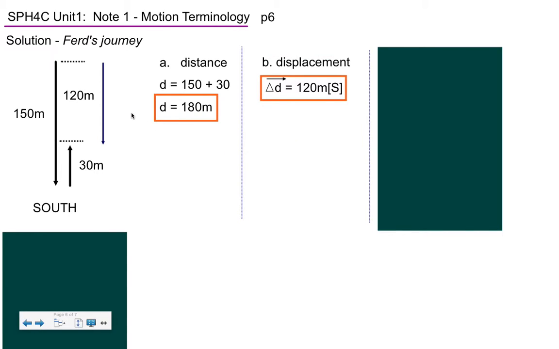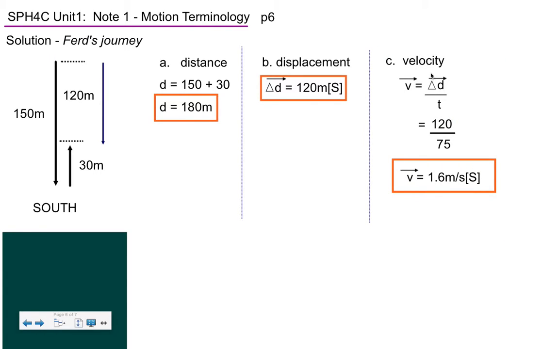Displacement, though, you look at it from the start to the finish. You say, well, he started here, right? He finished here. He finished 120 meters south of where he started. So his displacement is 120 south. It's all based on where he is compared to where he started, at the finish. Okay, that's displacement.